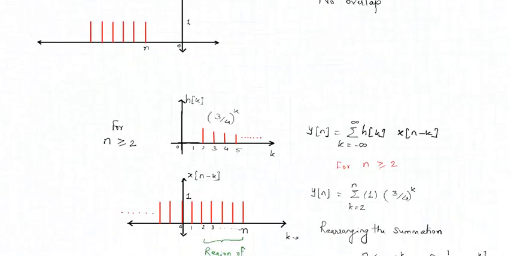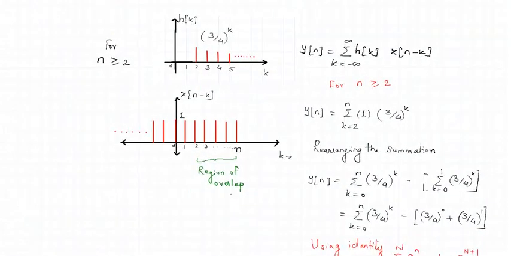Let's move to step number 2. Let us now cover the region where there is overlap between the two signals. So the next case is formulated with n greater than or equal to 2. So this signal x of n minus k is shifted, and this particular sample is placed anywhere in the region n greater than or equal to 2.